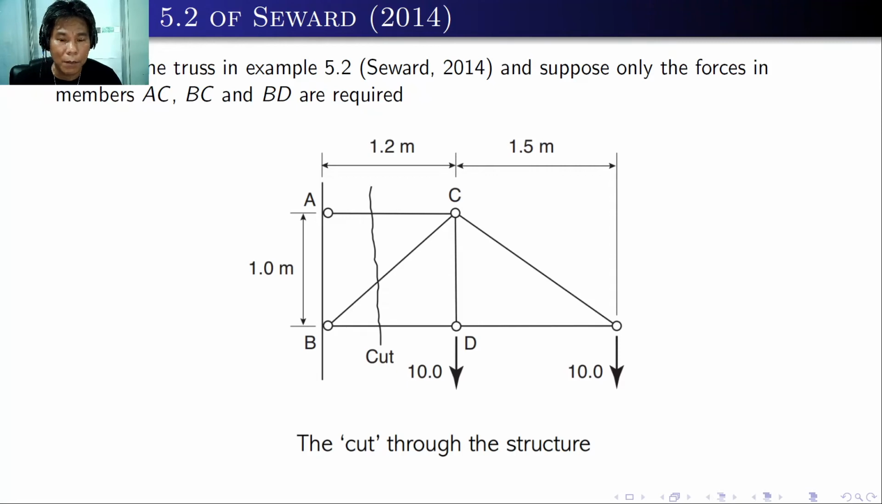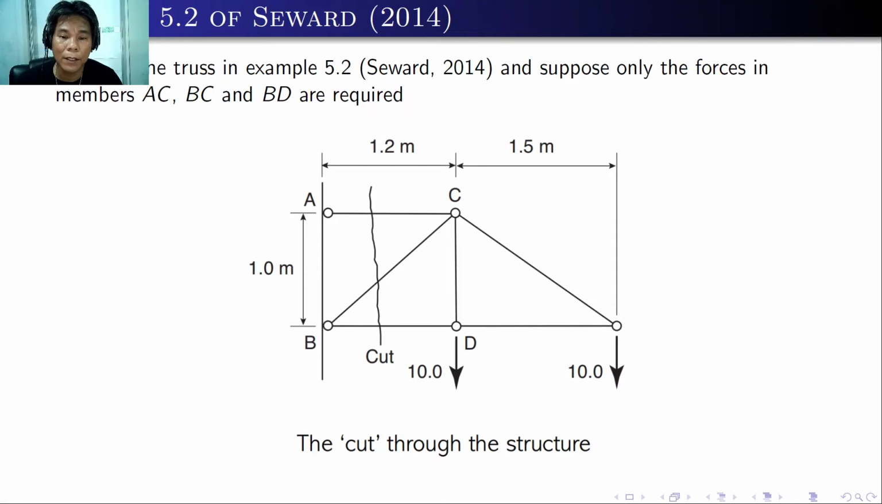So for an example, we would like to consider again the truss in example 5.2 of Seaward, and suppose only the forces in members AC, BC, and BD are required. Of course, for this particular truss we are quite familiar already, but I just want to reiterate. If we have to cut at member AC, try to develop your skill.